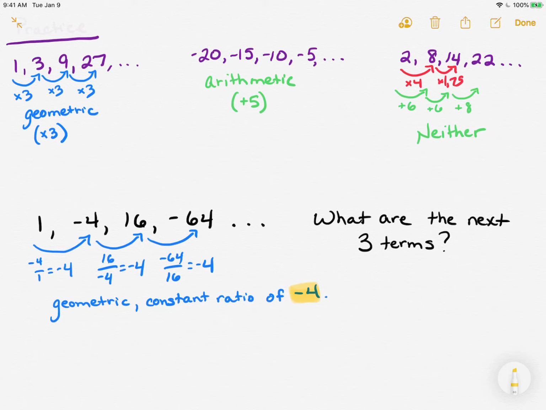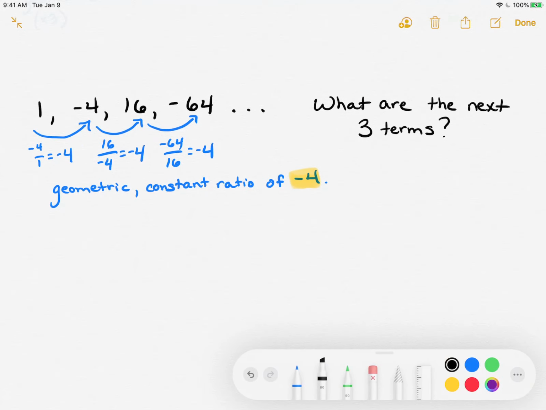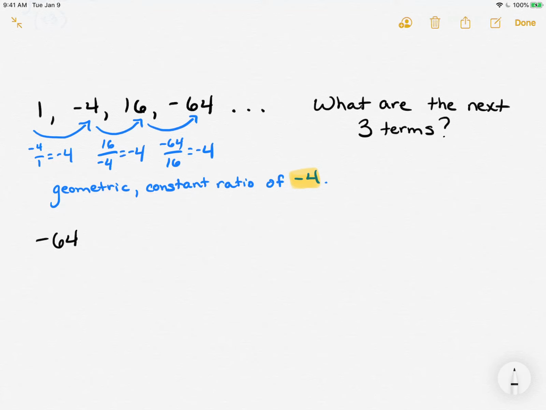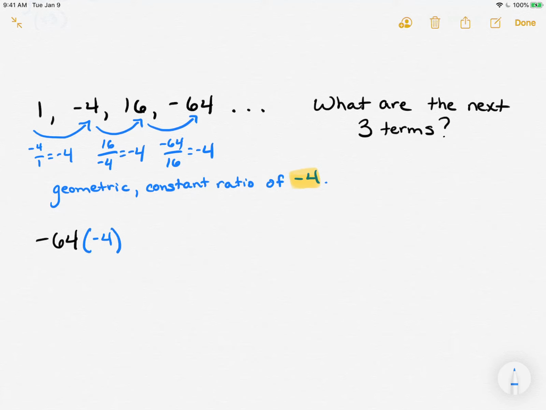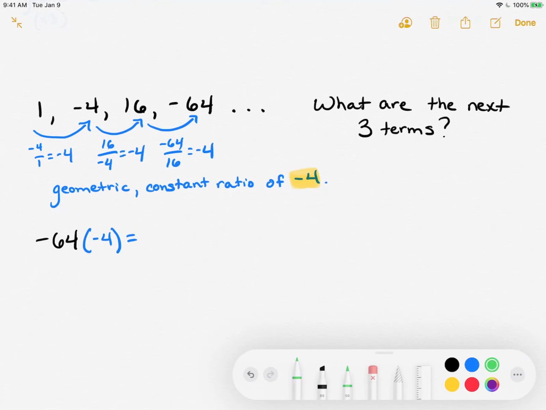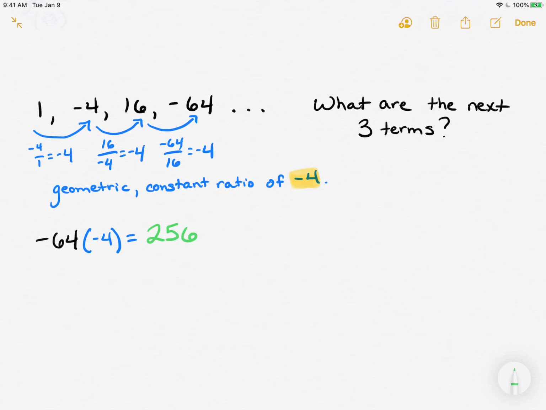And so if I wanted to find the next 3 terms in the sequence, I would just take the number that's on the end, negative 64, and do what with it? Multiply it by negative 4. So let's start with our last term, which was negative 64. And we are going to multiply by the constant ratio, which was negative 4, which will give us 256. So that's the next term in the sequence. But the problem says what are the next 3 terms, so go ahead, Abby.